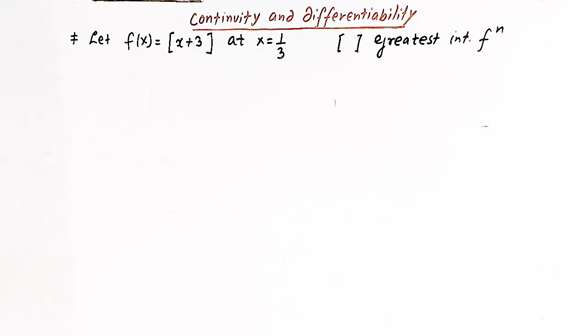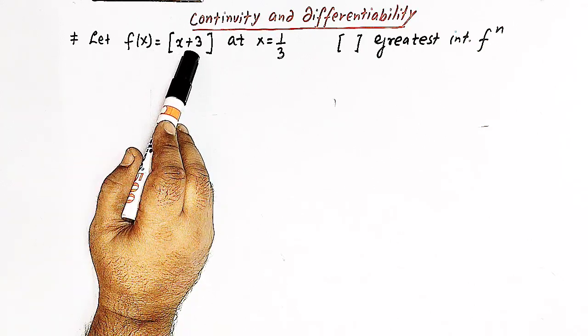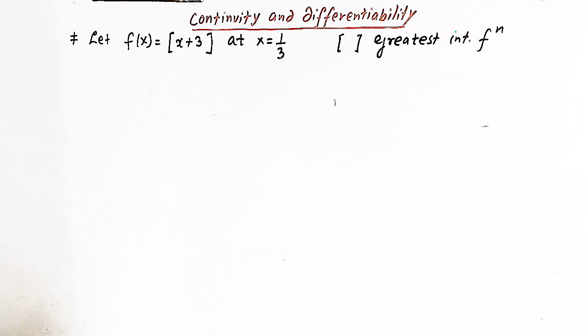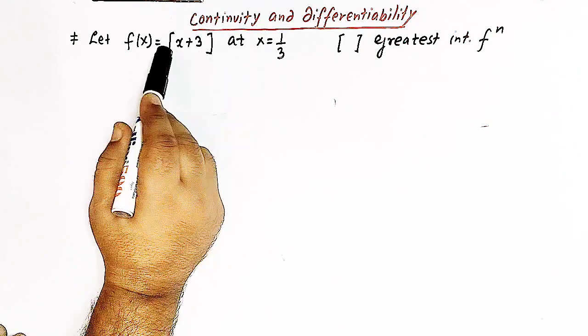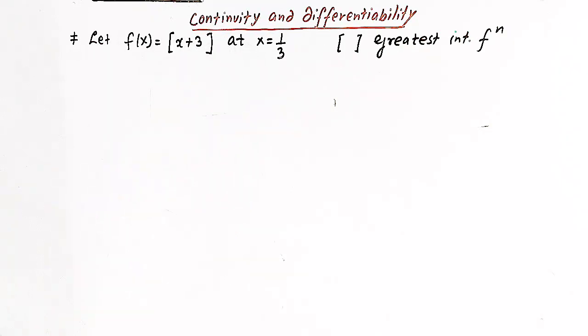Hello viewers, in today's session we are going to discuss an important and conceptual problem from continuity and differentiability of functions. Here we are given a function f(x) = [x + 3], the greatest integer of x plus 3, and we have to see the continuity and differentiability of this greatest integer function at the point x = 1/3.